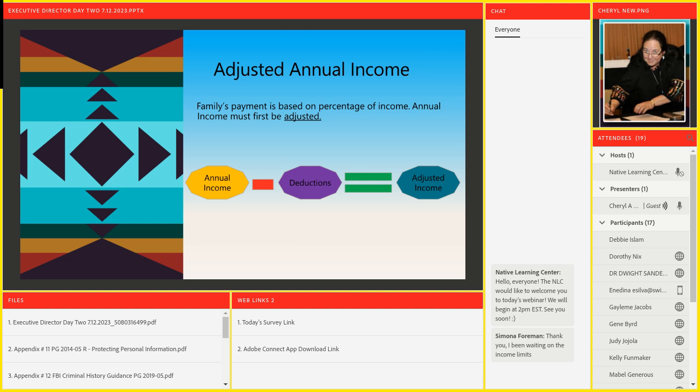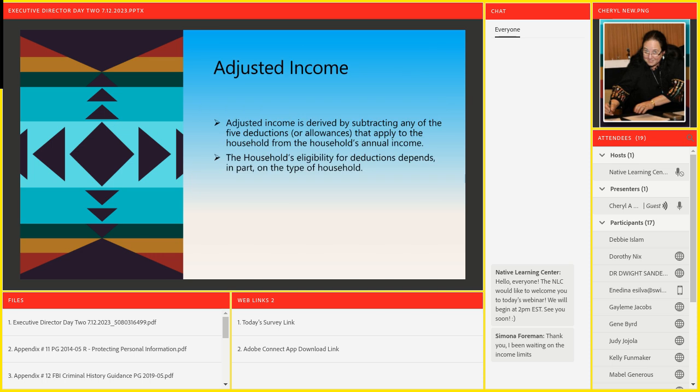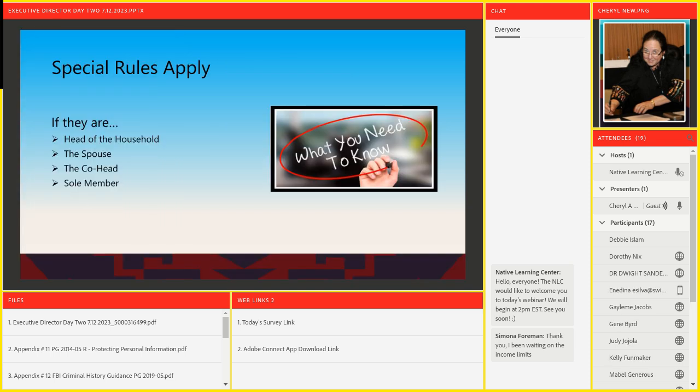Your annual income first has to be adjusted. You take your annual income minus all those eligible deductions, and that's how you come up with your adjusted income. It's derived by subtracting any of the 5 deductions. They're standard deductions or allowances that apply to that household from the household's annual income. The household's eligibility for deductions depends in part on what type of household you're dealing with.